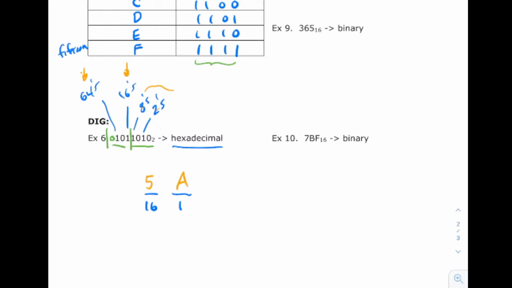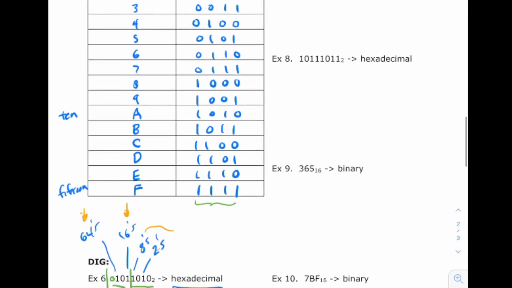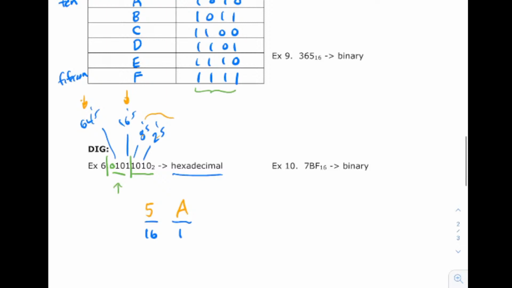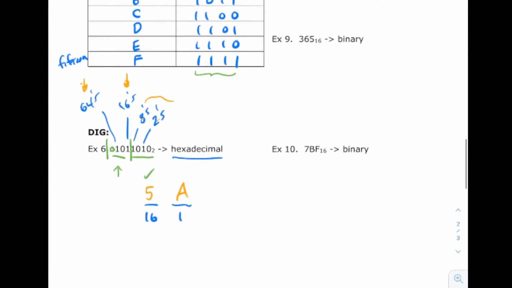Notice I've got 2 digits. I've got a 0, 1, 0, 1, which is right there. That gives me a 5. We knew that. And then I got a 1, 0, 1, 0, which is right there. Gives me an A. We knew that. So the answer to this one is 5A. And if you want to be explicit about it, put a little base 16.